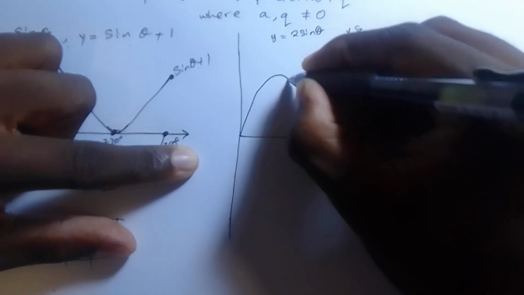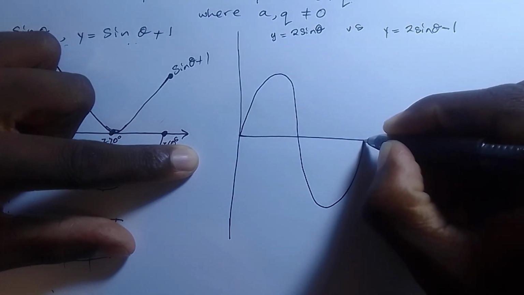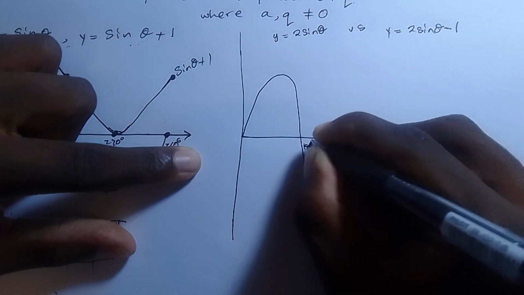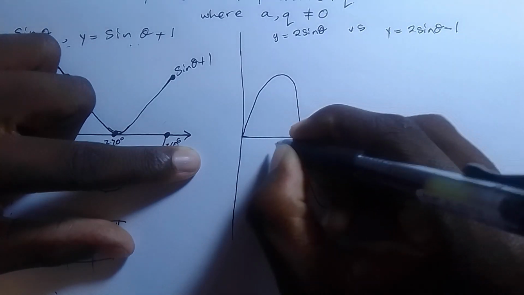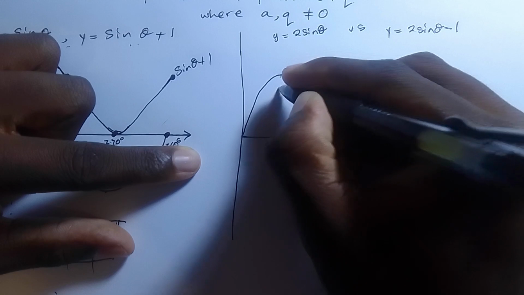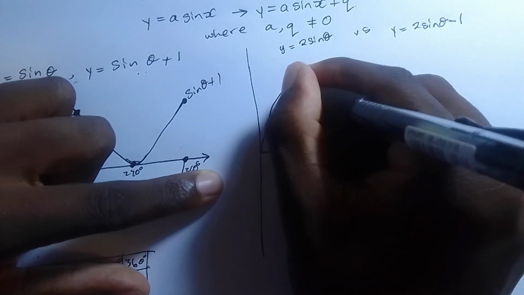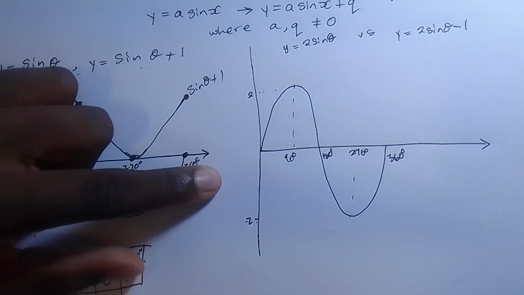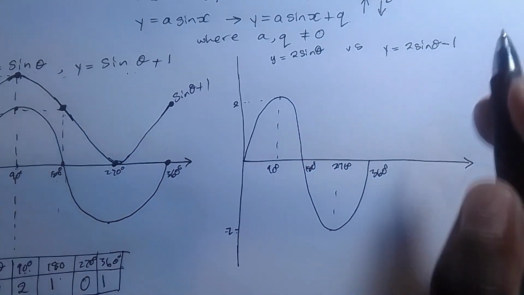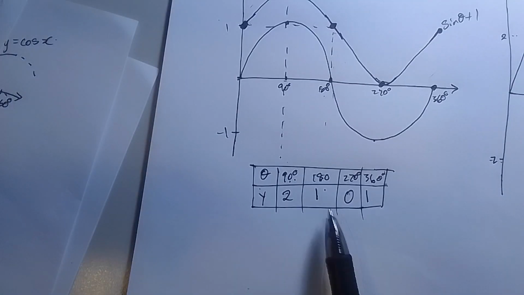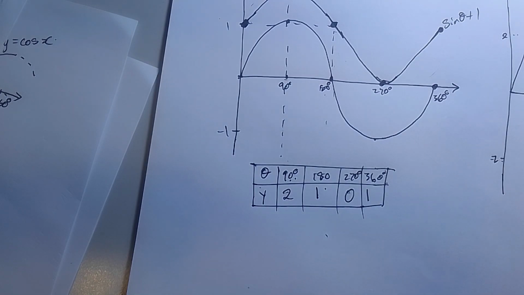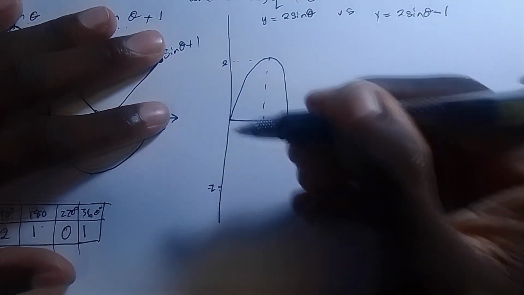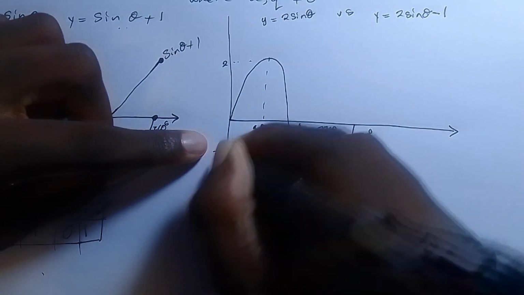So the graph is going to look something like this. This is 360, 180, 270, 90 degrees. The maximum is 2, the minimum is -2, right? Now let's look at the effect of -1. You can do this method, but I'll explain the method of understanding the effect of -1. So if you understand the effect of -1, what's going to happen is, okay, let's put -1 here, let's put 1 here.